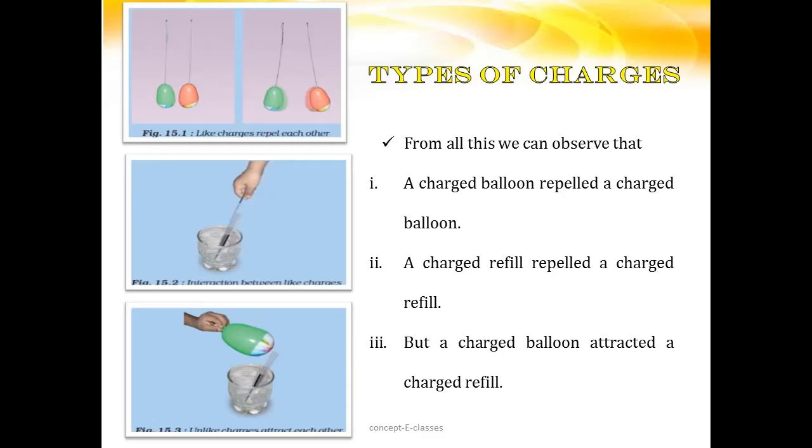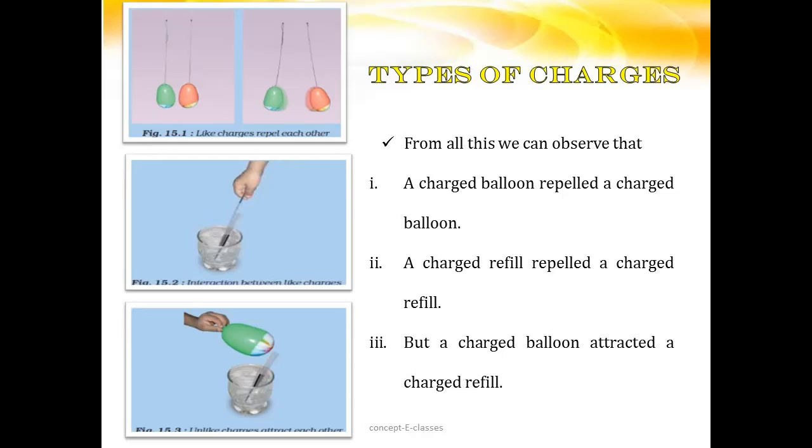Now repeat the same activity using pen refills. Rub one pen refill with polythene and place it carefully inside a glass tumbler, and rub the other refill also with polythene and bring it close to the charged refill. We can observe that the charged refill repels the other charged refill. So in both these cases, we can see that charged objects made of the same material repel each other because they have the same charge.